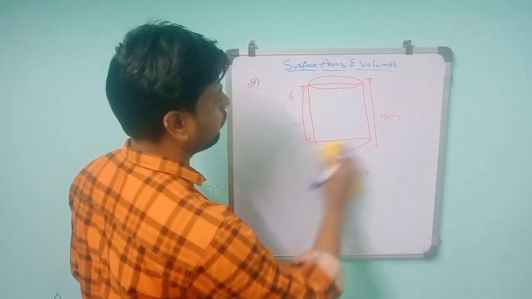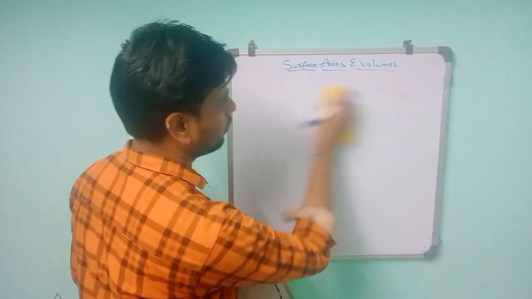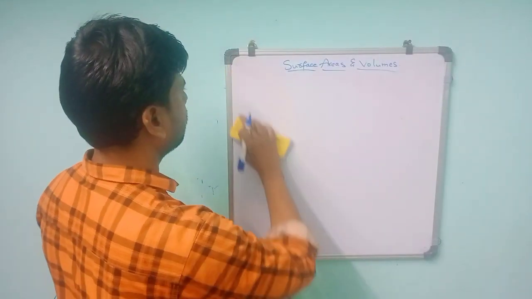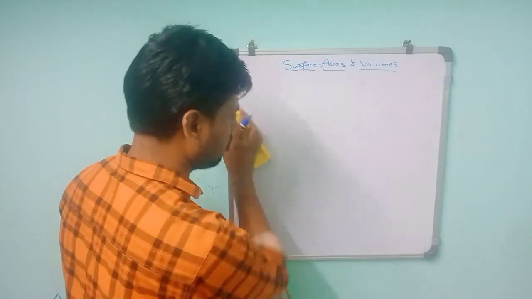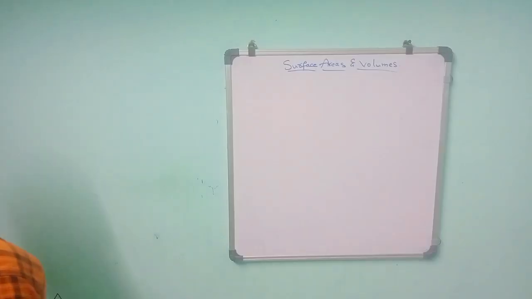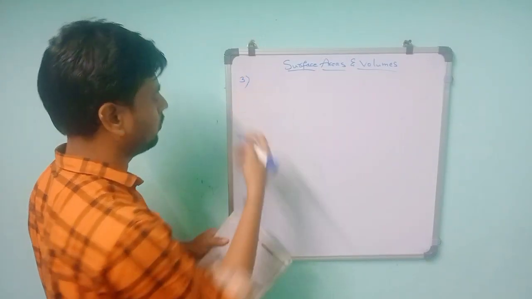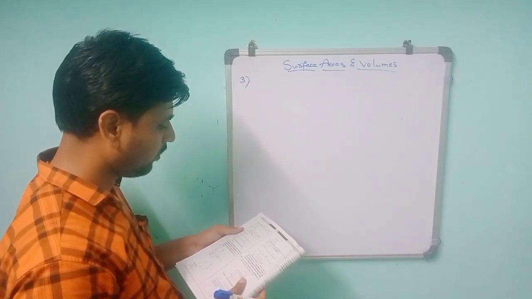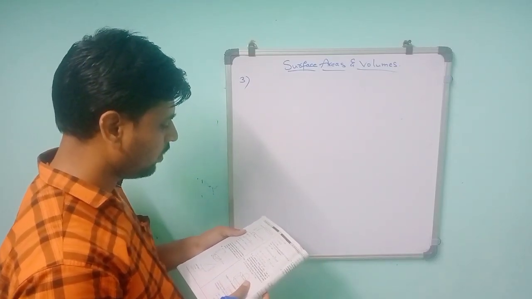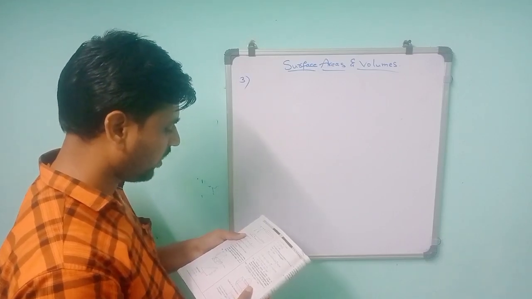So in this lesson we have to know the compulsory formulas. So in that third one, a toy is in the form of a cone of radius 3.5 cm mounted on a hemisphere of same radius. The total height of the toy is 15.5 cm. Find the total surface area of the toy.